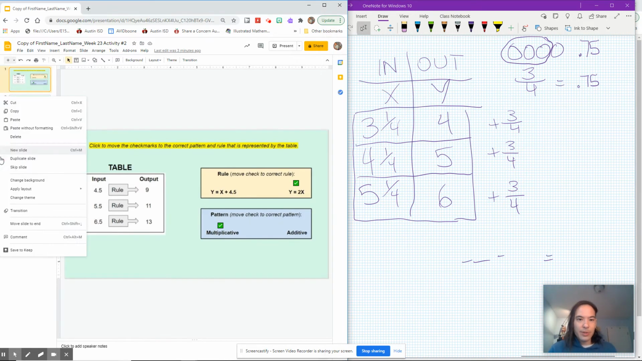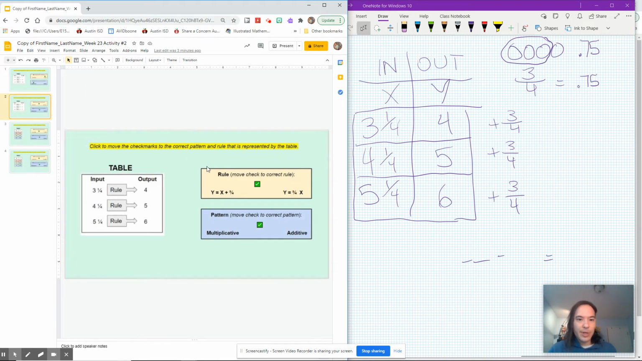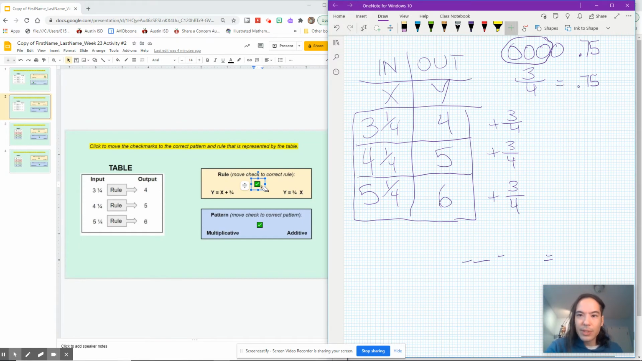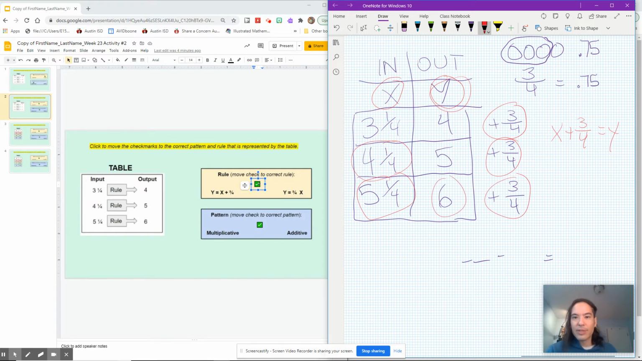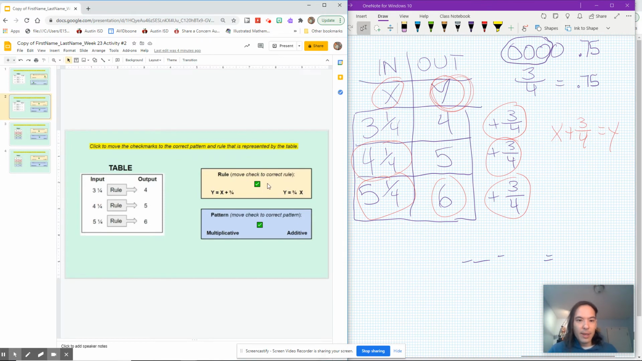And our rule is over here. Ooh, I clicked on the wrong page. Sorry. So, we had x plus, oops, that's the eraser, x plus 3/4 equals y. And that's because we took our x and we added 3/4 and got y. Every single time we took our x, added 3/4, that gave us our y. So our rule is x plus 3/4 equals y. And we have y equals x plus 3/4 over here.